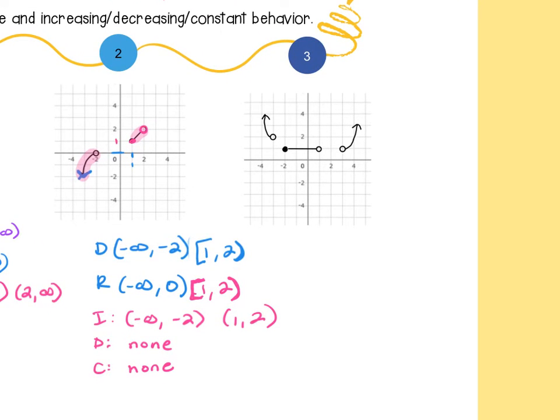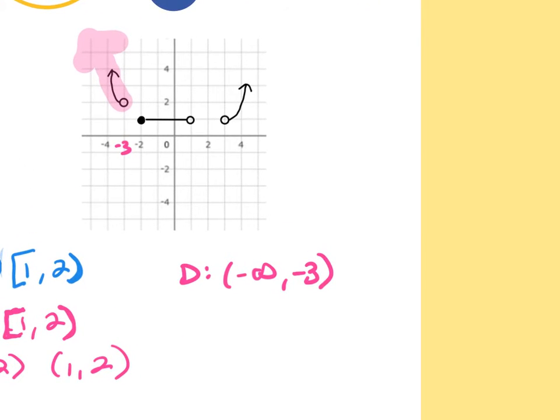All right, 3, domain, again, x values. So I'm going to start at, this would keep going left here. So negative infinity to -3, with a parentheses on the -3 because it's an open dot. Then it stops and starts again at -2 with a bracket on -2 because it's a solid dot. Stops at +1 with a parentheses because it's an open dot. Starts again at 3. Stops at positive infinity because that arrow is going to keep pointing to the right.